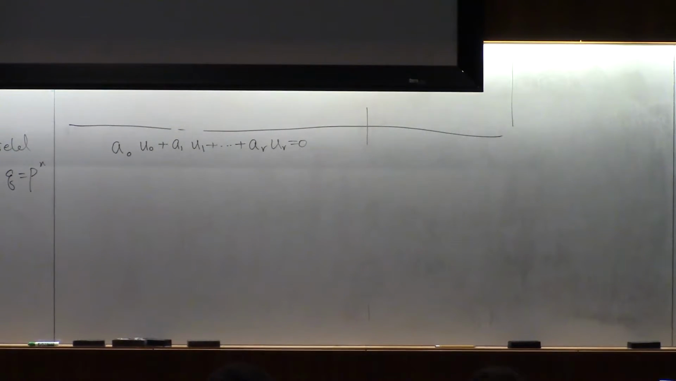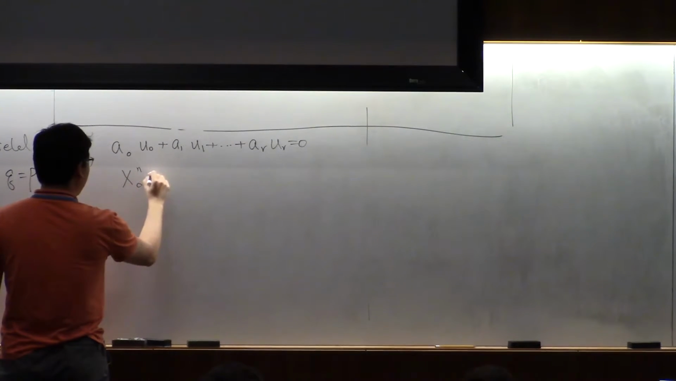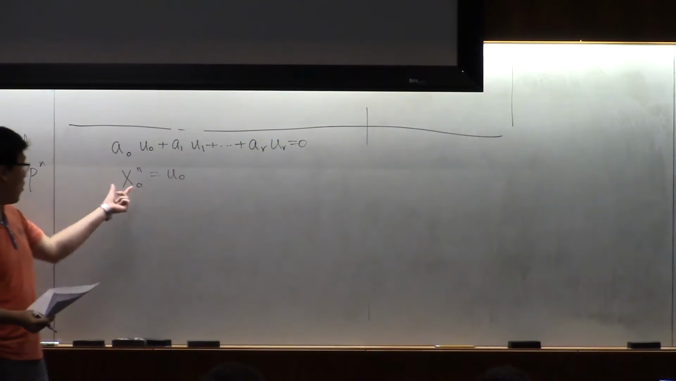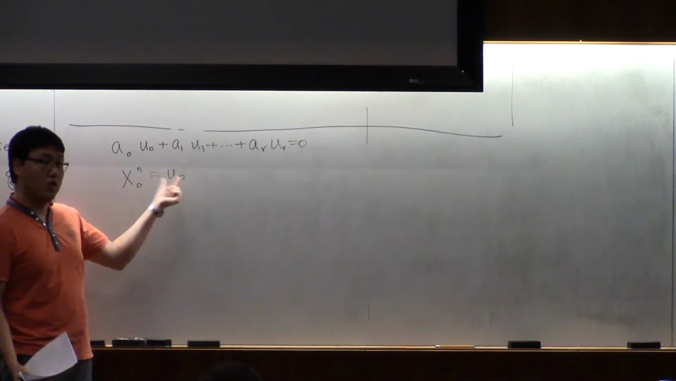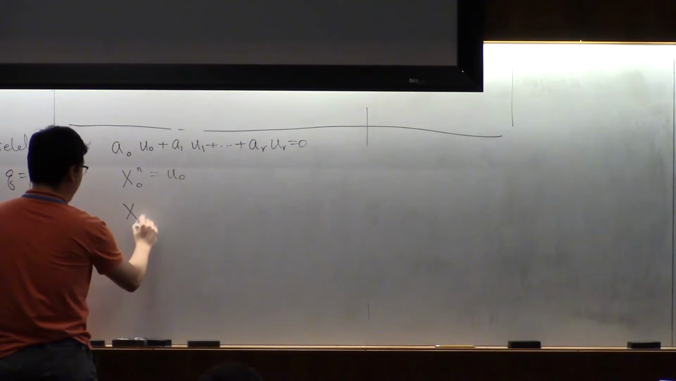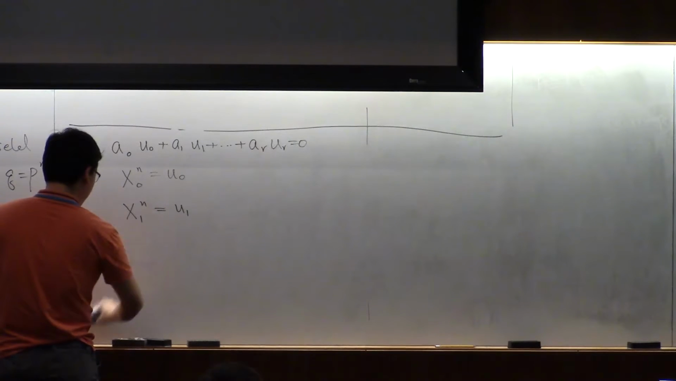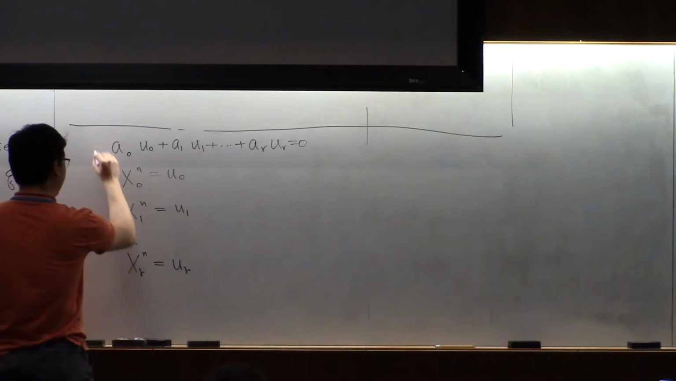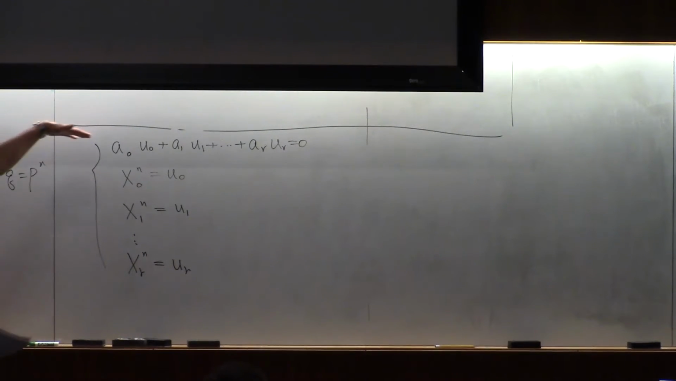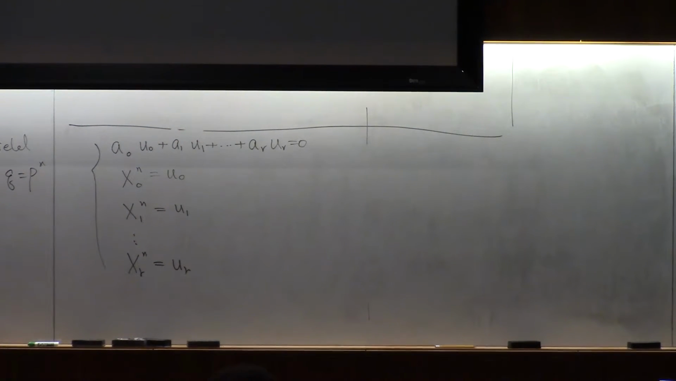Okay? On the other hand, you can see another type of equations. You consider the equations of this group: a power of the variable x is equal to some given number. Similarly, x1 to the n is equal to u1, and so on, xr to the n is equal to ur. So first we have a linear equation, and the rest r plus 1 equations. They are not linear, but they are simple.